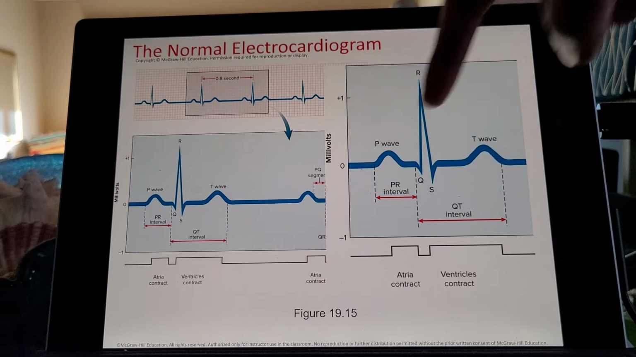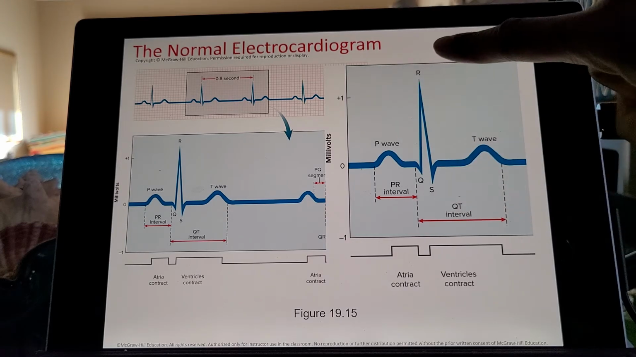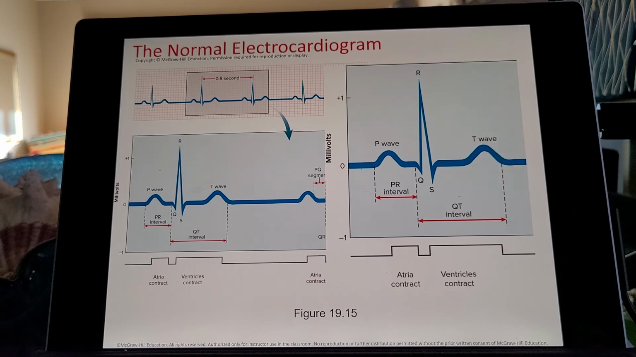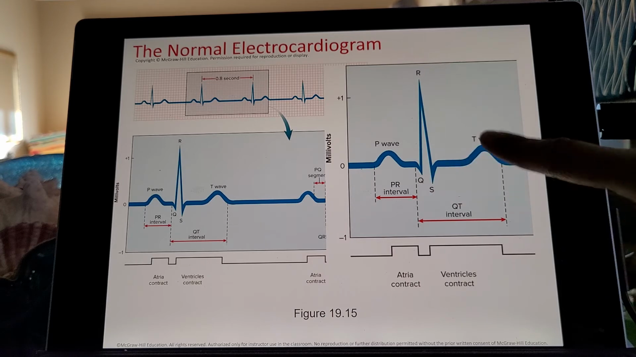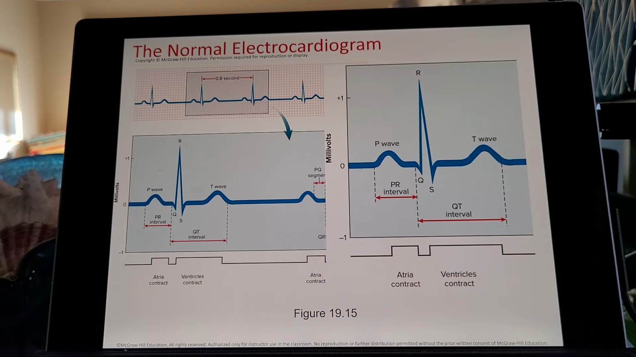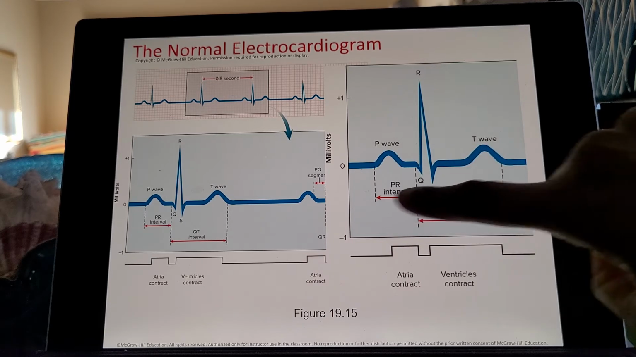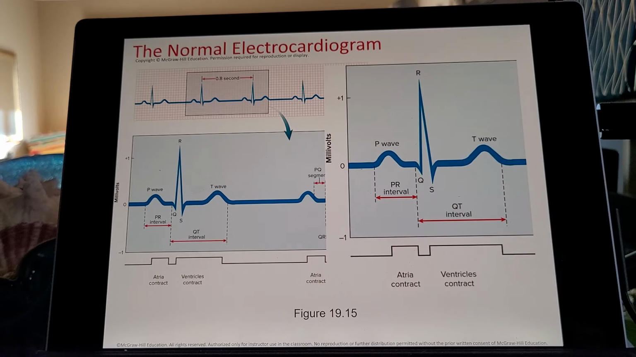Okay, we have our P wave, our QRS spike, and our T wave. And then we also have little sections where we're looking at timing, for example, our ST segment, or different intervals of time. So here, there's a multitude of measurements that you can look at between different sections.